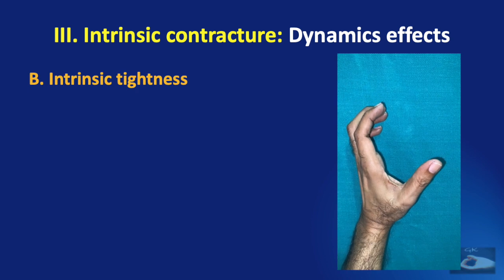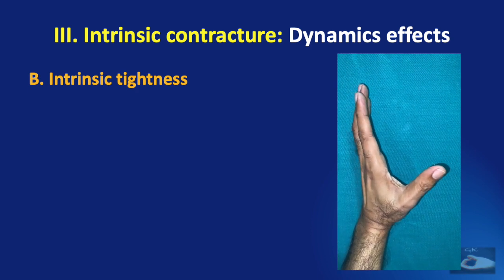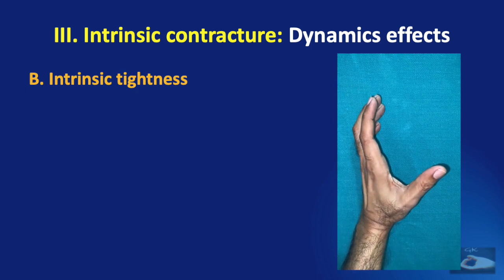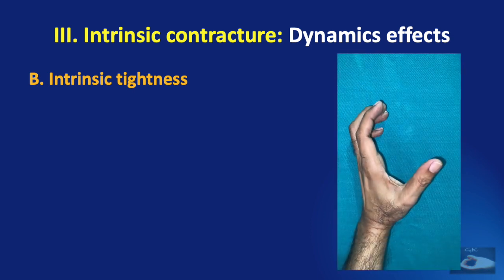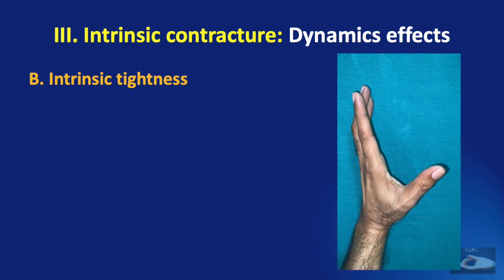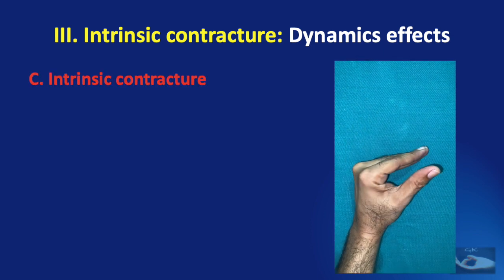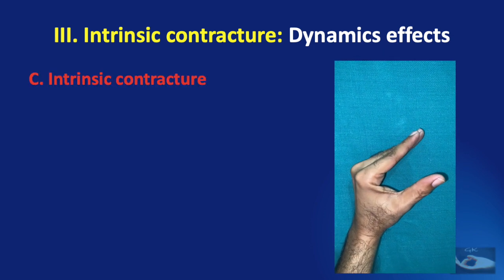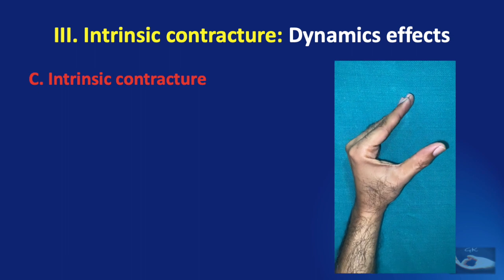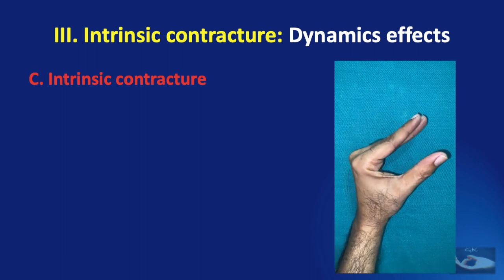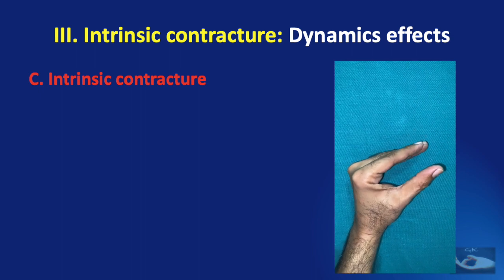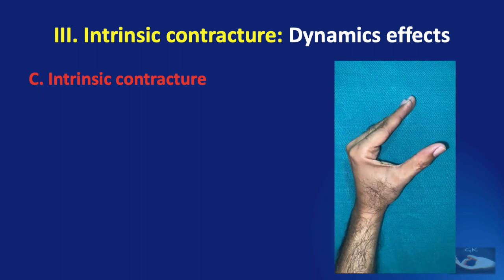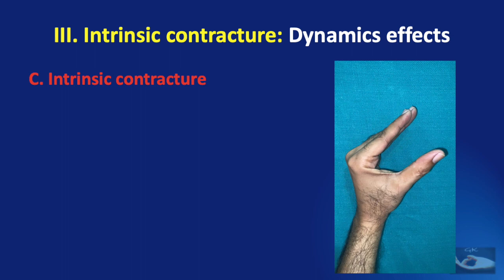When holding the metacarpophalangeal joint in extension, if the patient finds it difficult to flex the interphalangeal joints actively, it indicates that there is tightness of the intrinsic muscles. If the metacarpophalangeal joints of the fingers are in a position of flexion and the patient is not able to extend the metacarpophalangeal joints actively, it indicates that there is a contracture of the intrinsic muscles.